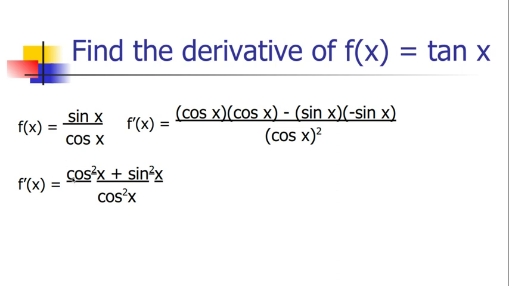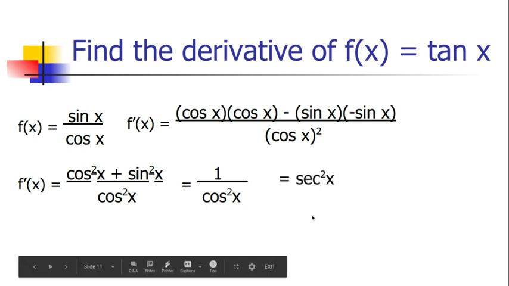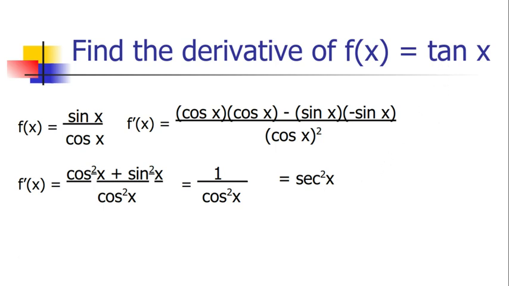All right, so this top simplifies to be 1. That's one of our Pythagorean identities. And 1 over cosine squared x, we could write that as a single trig function, secant squared x. So this is going to become the rule for the derivative of tan of x. And again, rules are ones we just need to memorize. So I'm going to give you all the trig rules now that we just proved this one.